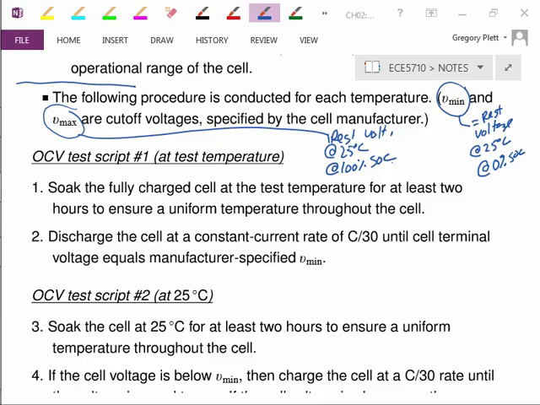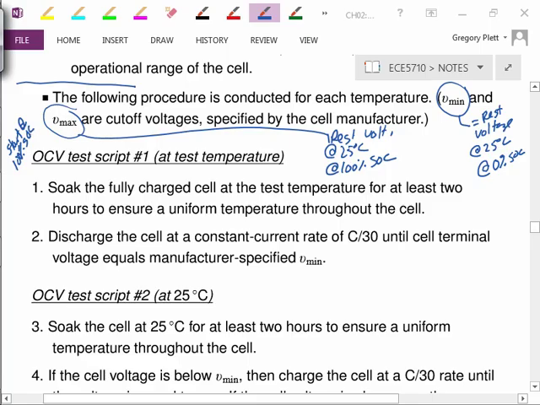To do this open circuit voltage testing, using the way that I will tell you, requires 4 different programs, 4 different test scripts. And the first one, we start the cell at 100% SOC. I should mention that there. So start at 100% SOC.